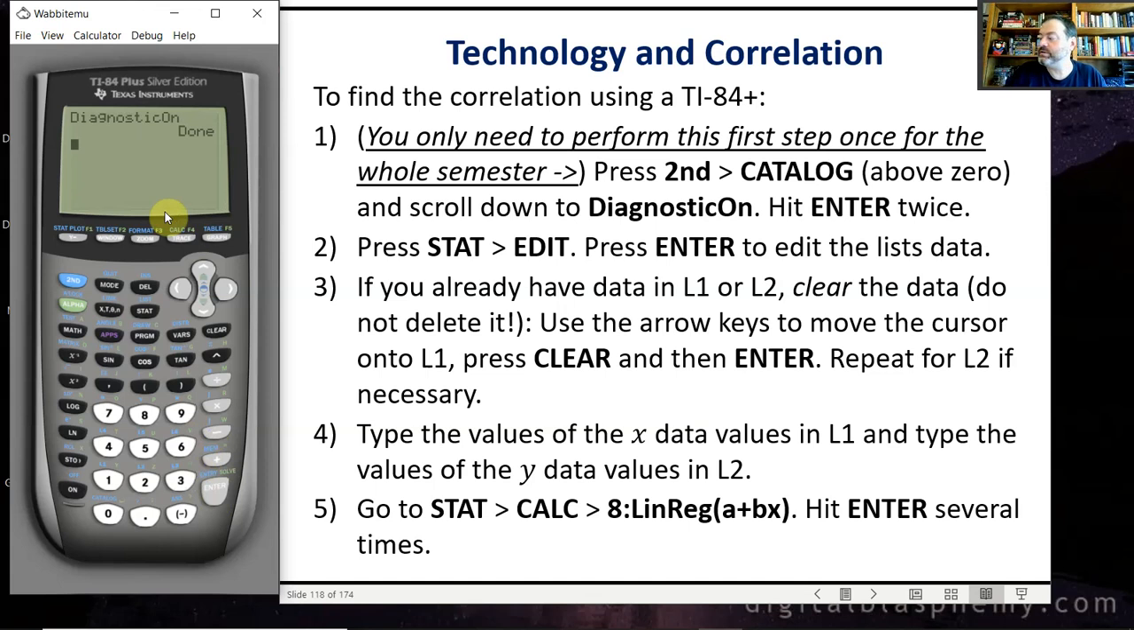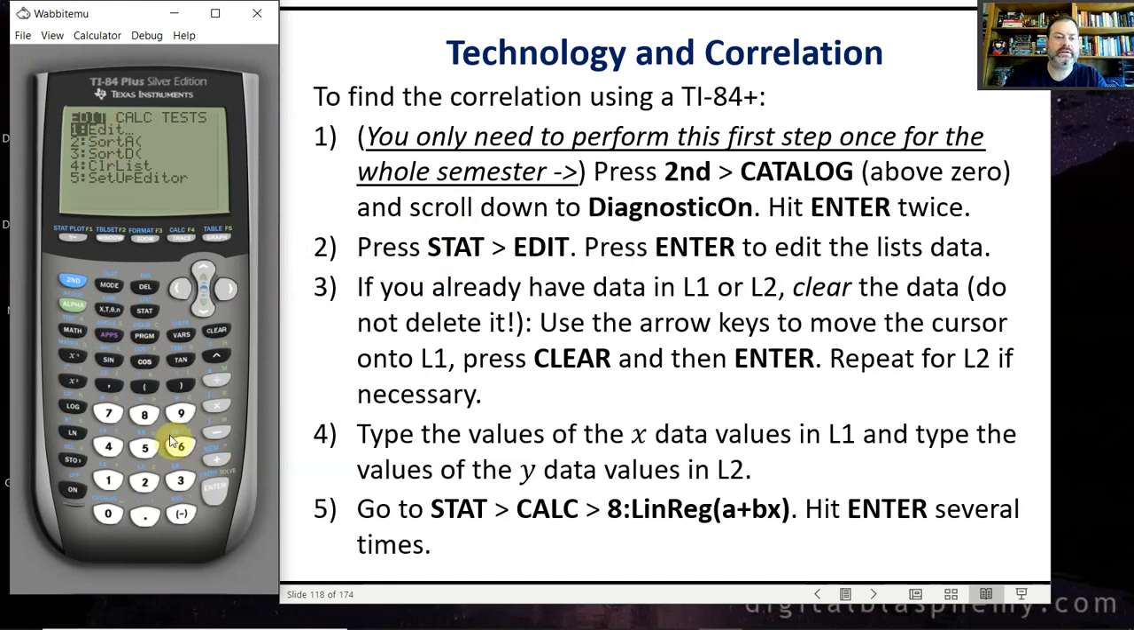Now, let's say your batteries die and you need to change your batteries, you might need to go through and do it again, okay? But for each set of batteries, you only need to do that once. That will turn on the correlation. All right, now we're gonna put the data in. So you go to Stat, we're gonna edit, and then we're just gonna hit enter.